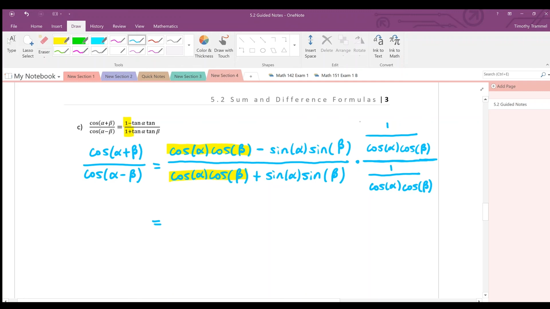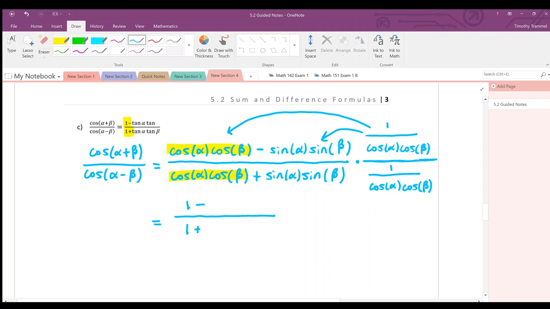And we're going to distribute, right? So we're going to have to multiply this thing here and this one here by the 1 over cosine alpha cosine beta. So for that first product here, cosine alpha times cosine beta times 1 over cosine alpha cosine beta is just going to be 1. And in fact, we can take care of this bottom one down here too. We know that that'll be a 1. And then we have minus and plus.